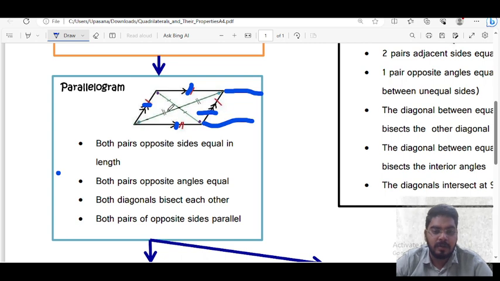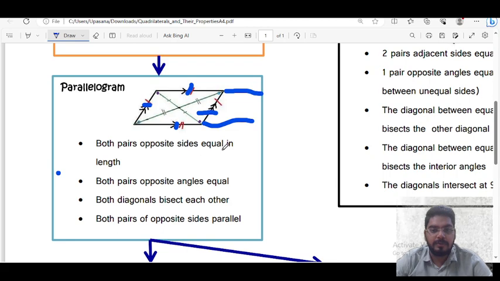Now both the opposite angles are equal. This angle is equal to this angle. And the adjacent angles have a sum of 180 degrees. Like this, if this angle is theta, then this angle is 180 minus theta. Diagonals bisect each other. What is a diagonal? This line is a diagonal, this line is a diagonal. So the diagonals bisect each other. This line equals this line.